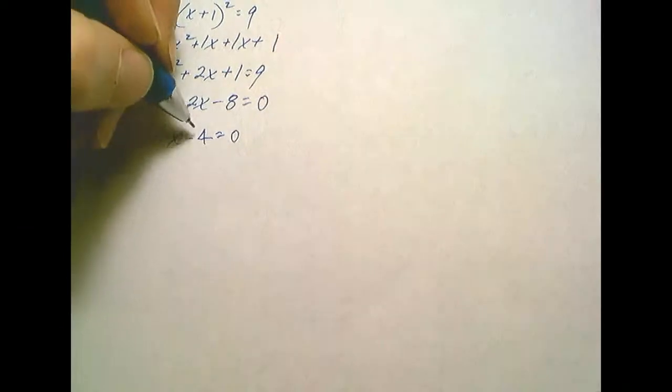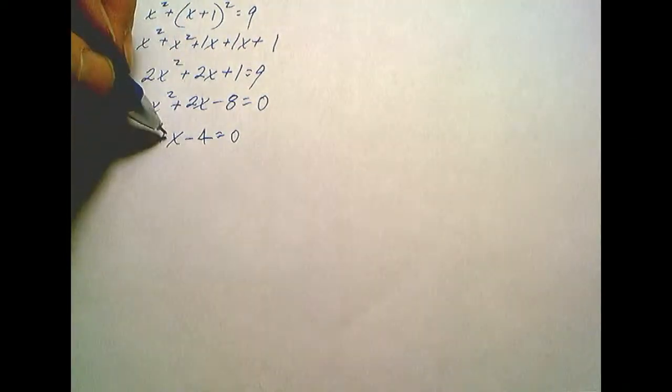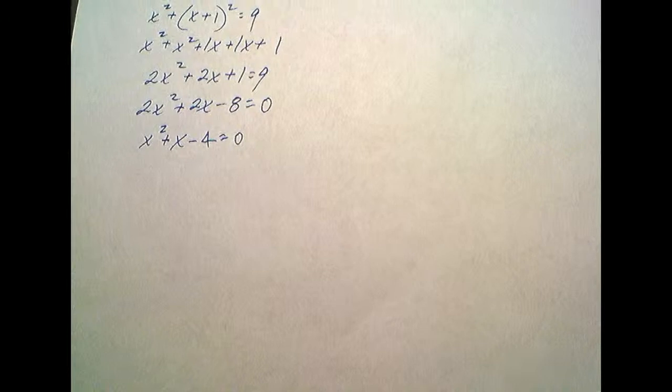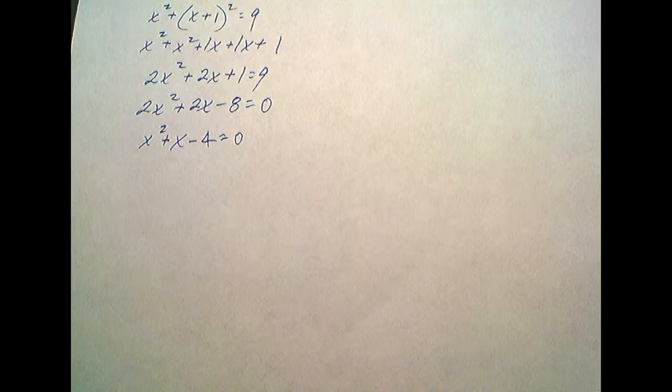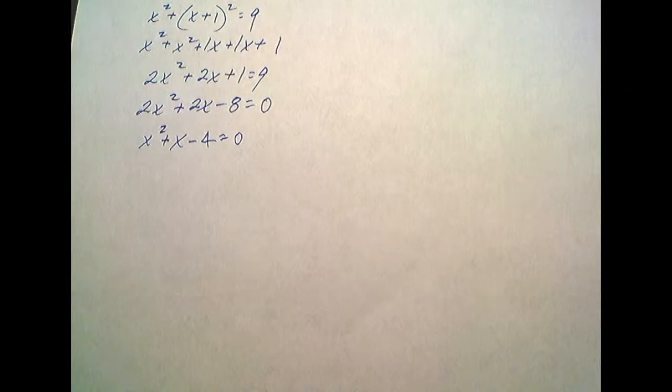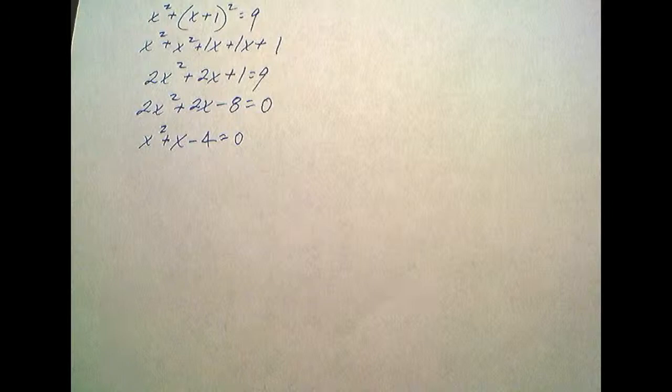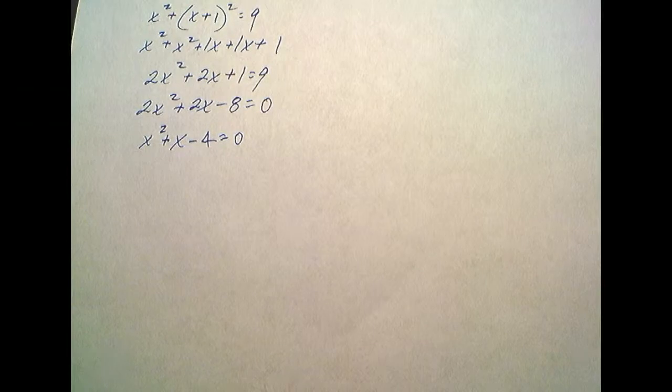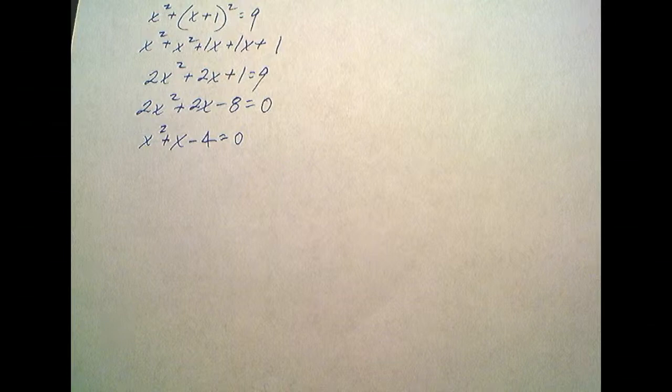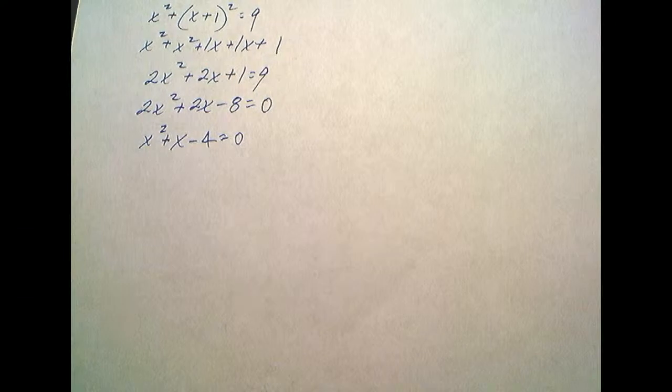What times what gives me -4, added together gives me 1, because all I've got as an option are 4 and 1, and they multiply to give me 4, but you can't add them or subtract them to get 1. You try it with 2 and 2, you can multiply and get 4, but you try adding them or subtracting them and you either get a 0 or a 4. You don't get your 1.